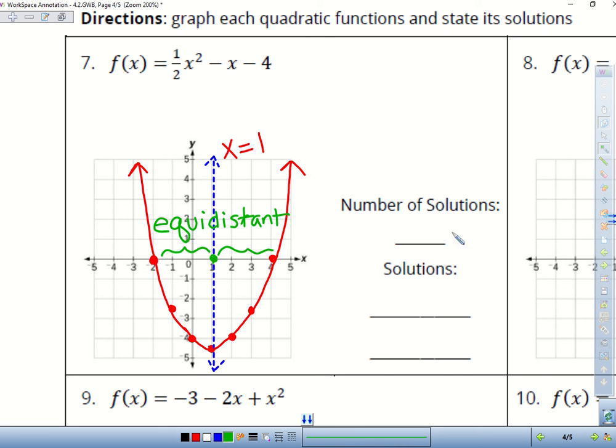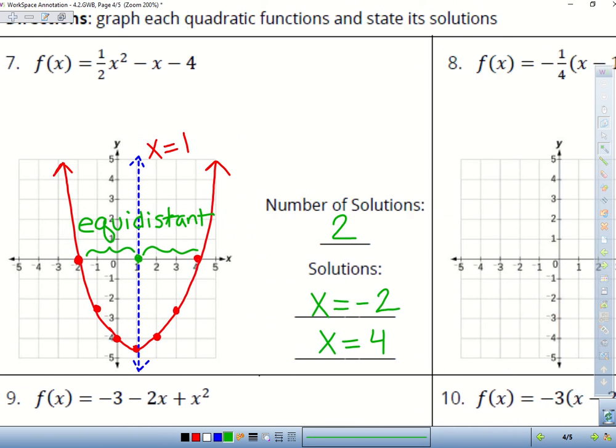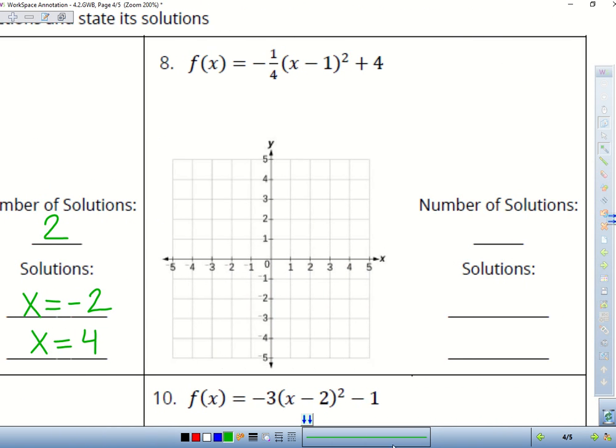Okay? So how many solutions do we have here? 2. Good. And what are they? -2 and 4. Good. So does anyone have any questions about the equidistant property? Okay. So moving on to the next one.